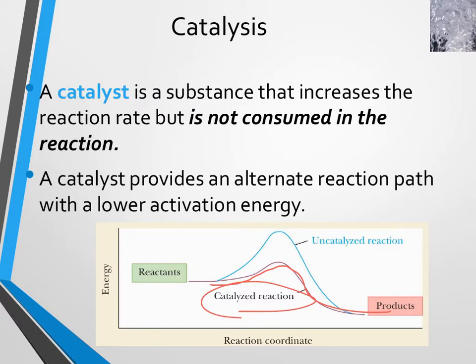Or if somebody had the proper tools and was nice enough, they could drill a hole all the way through the bottom of the hill, and you could simply run through that tunnel. Okay, that would be providing a new pathway and lowering the activation energy. That's what a catalyst does. It lowers the activation energy by providing a new and different pathway for the reaction to occur.